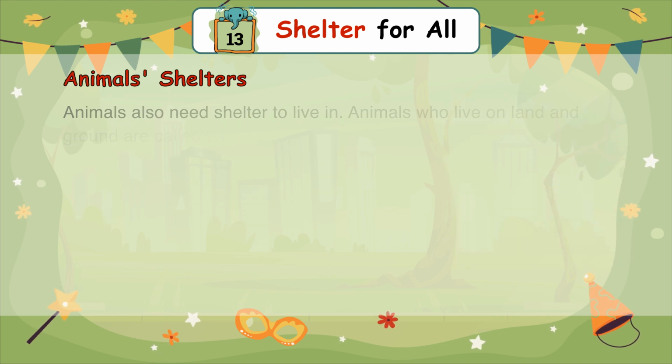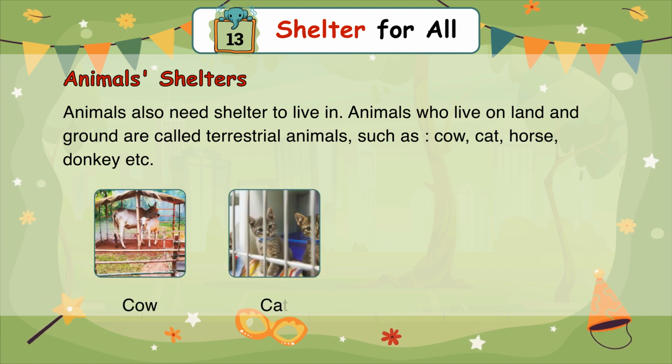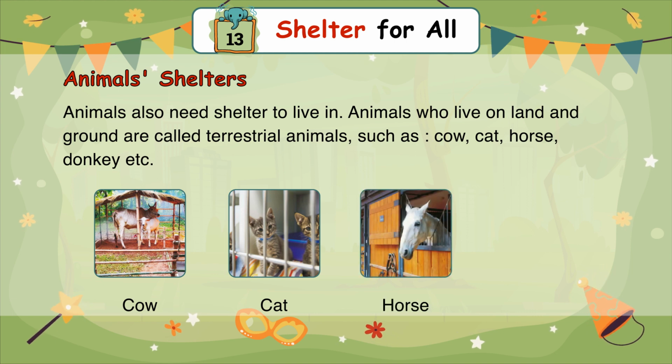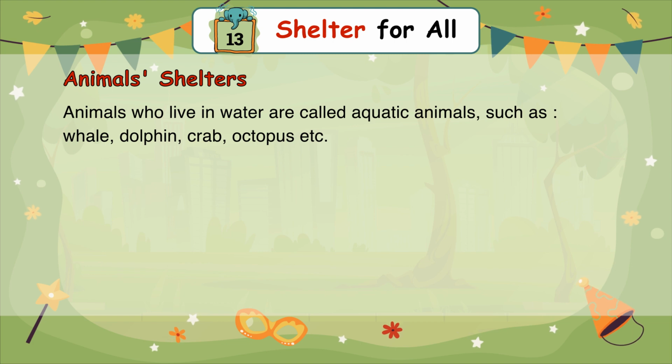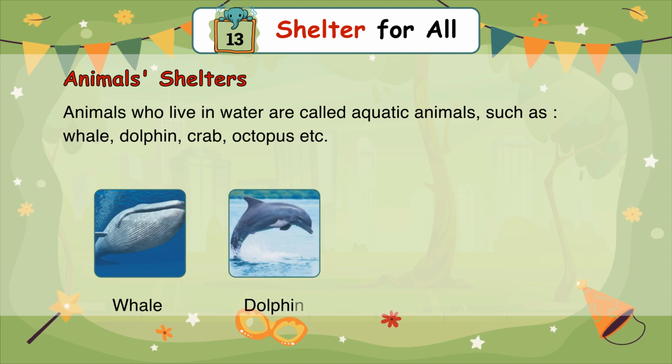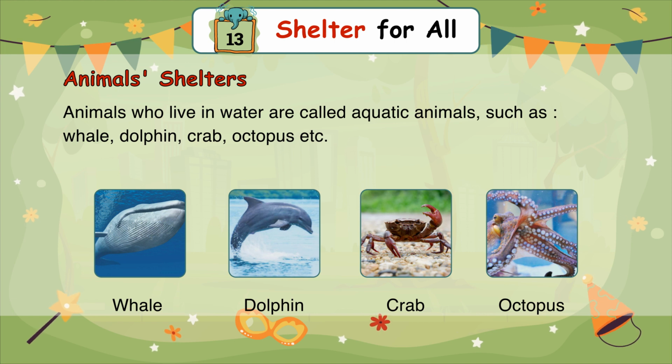Animals' shelters. Animals also need shelter to live in. Animals who live on land and ground are called terrestrial animals, such as cow, cat, horse, donkey, etc. Animals who live in water are called aquatic animals, such as whale, dolphin, crab, octopus, etc.